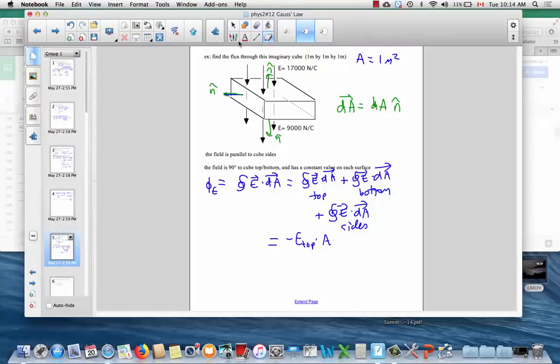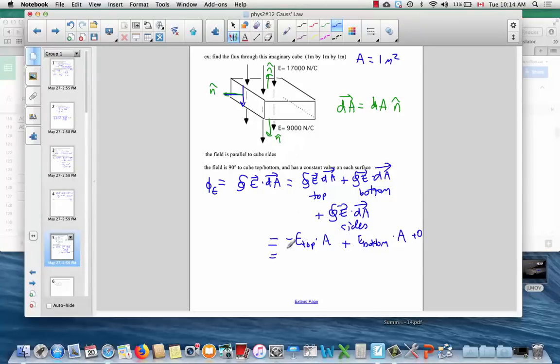On the bottom, the vectors are in the same direction. That's not equals, it's plus. And so the dot product gives +1. The electric field is constant, so it comes out. And then we multiply by the area of the bottom, which is the same 1 square meter. On the side, because the electric field vectors are directed downwards, they're perpendicular to the outwards pointing surface vector, and consequently the dot product gives 0. So there's no flux through the sides.